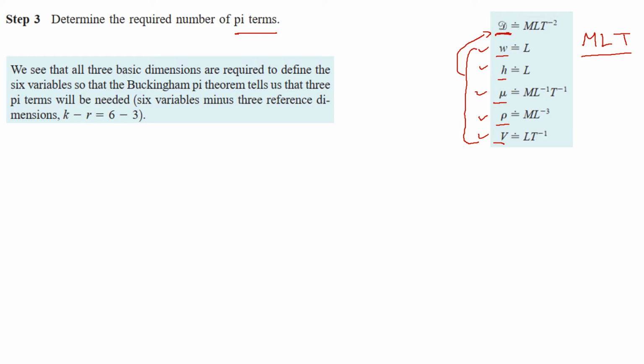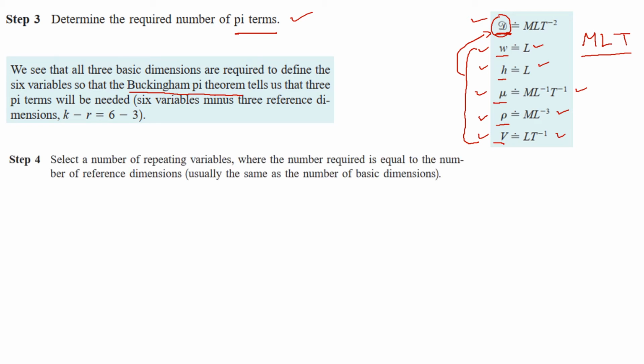We need to reduce our number of experiments, because changing all these variables one by one and seeing the effect on drag force would take a very large number of experiments, and they would be very expensive for us. So we need pi terms to easily see the effect of these 5 independent variables on the dependent variable, in this case the drag force. So this was our step 3 in dimensional analysis, to determine the number of pi terms required, and for that purpose we used the Buckingham pi theorem.